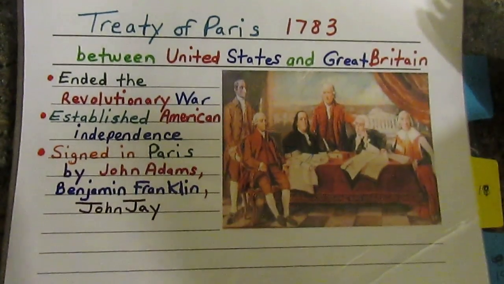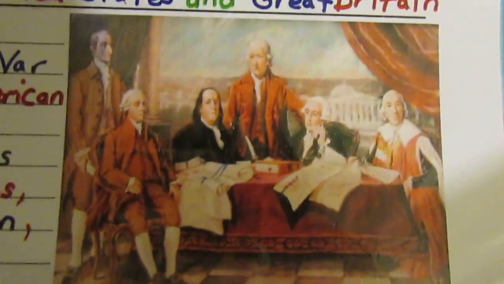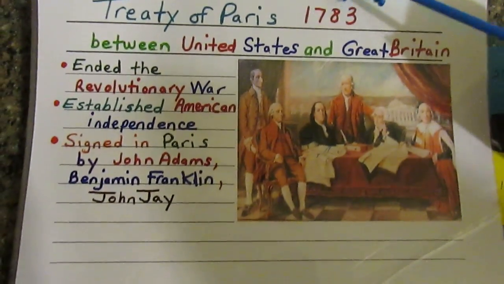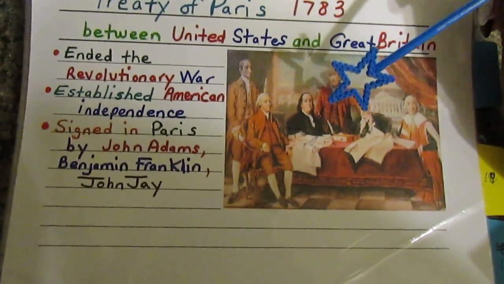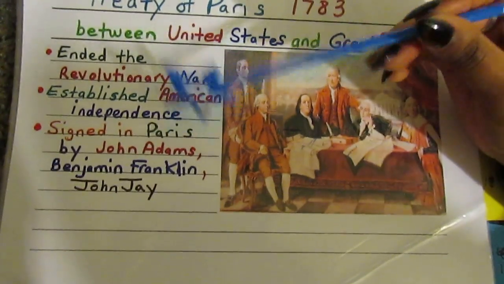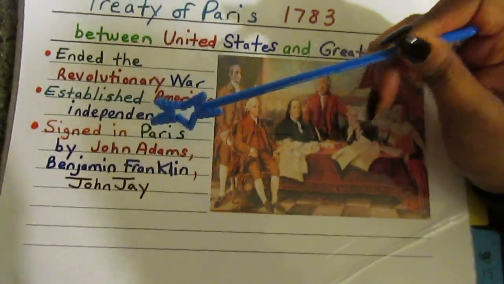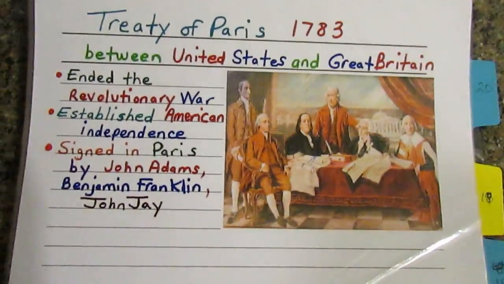The Treaty of Paris ended England's colonial empire in North America, and it was signed in 1783. It was between the United States and Great Britain. It ended the Revolutionary War, and it established American independence. It was signed in Paris by John Adams, Benjamin Franklin, and John Jay.